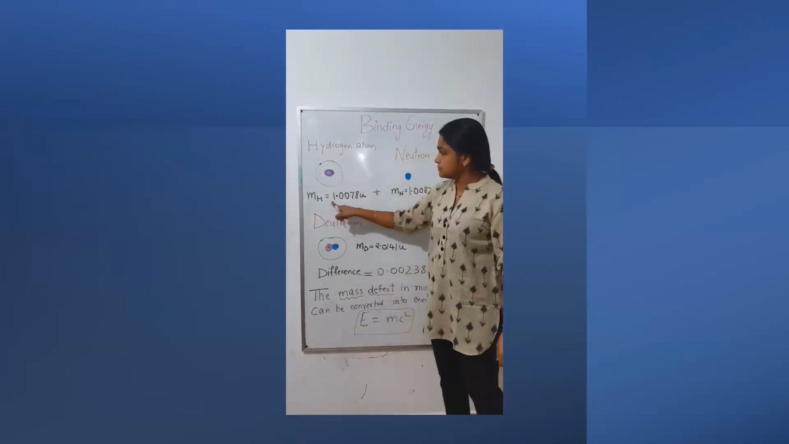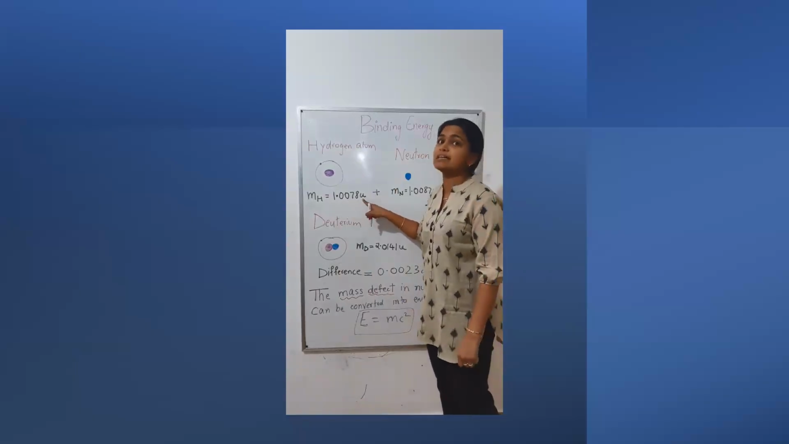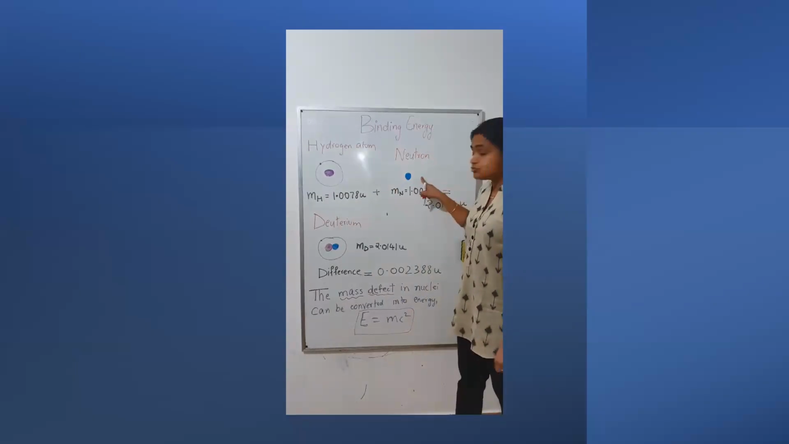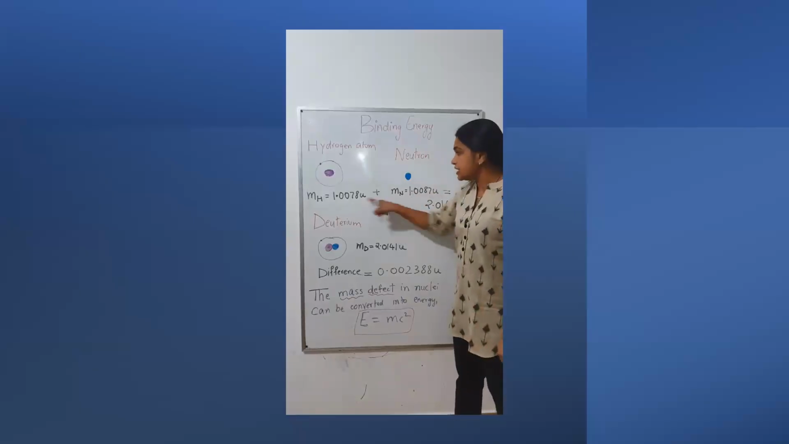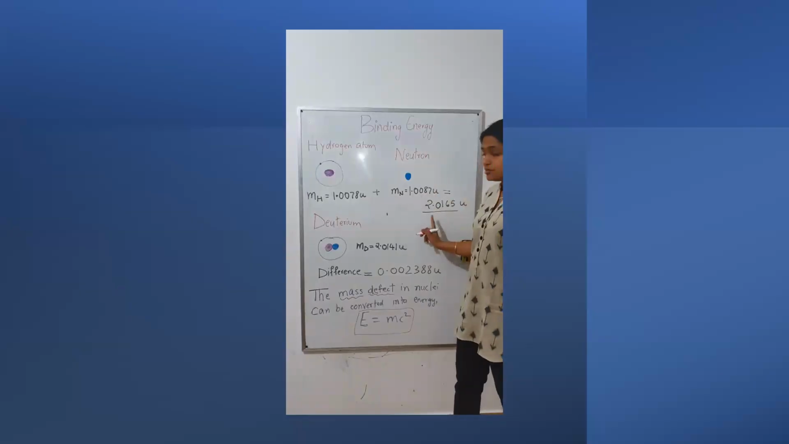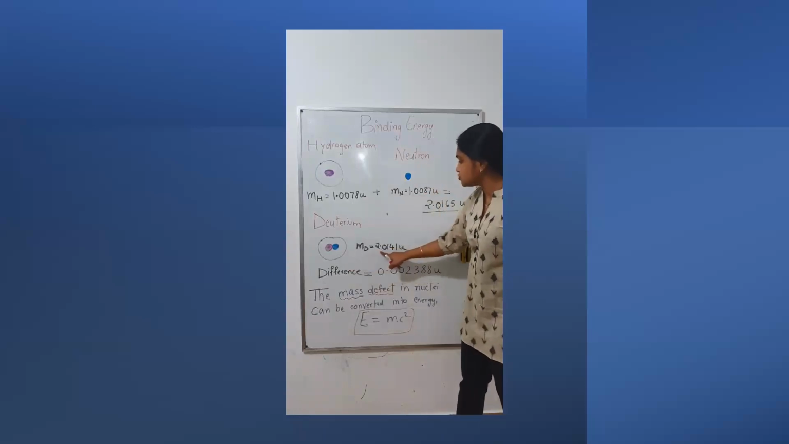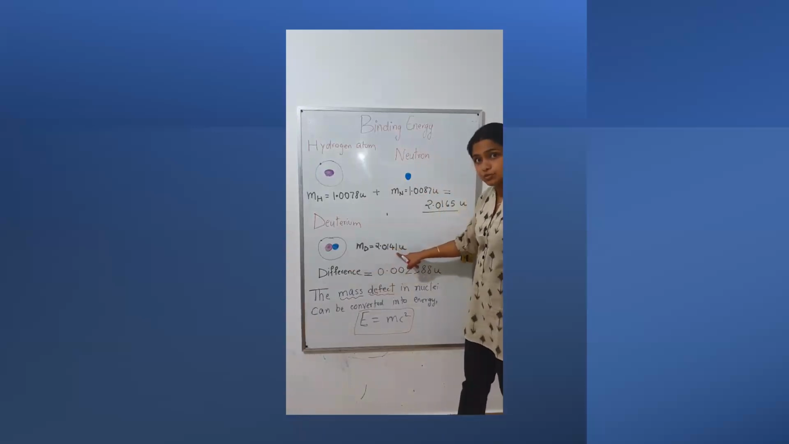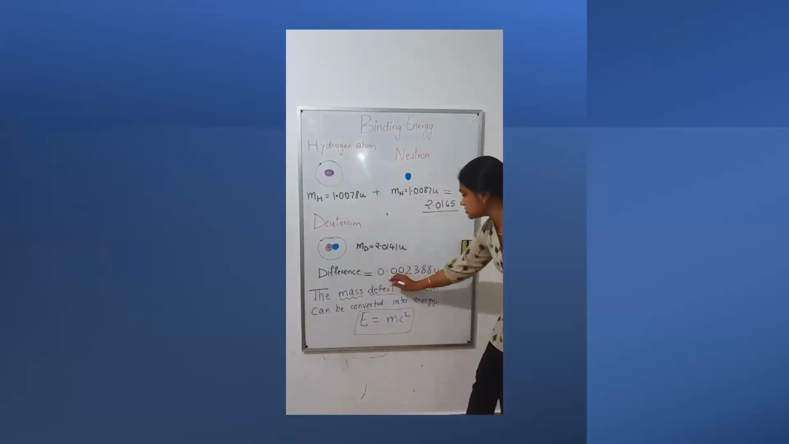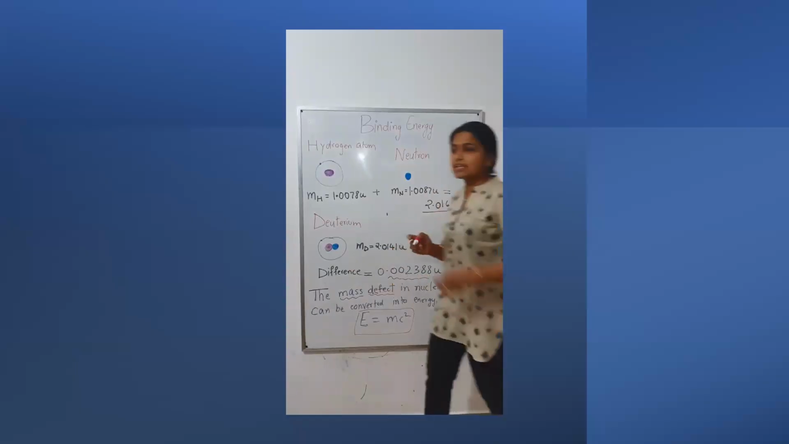Mass of hydrogen atom is 1.0078 U, where U is the atomic mass unit. Mass of neutron is 1.0087 atomic mass unit. When I combine these, I get 2.0165 U. This should match with the mass of deuterium. However, the mass of deuterium is 2.0141 U, which is this much atomic mass unit less than this.